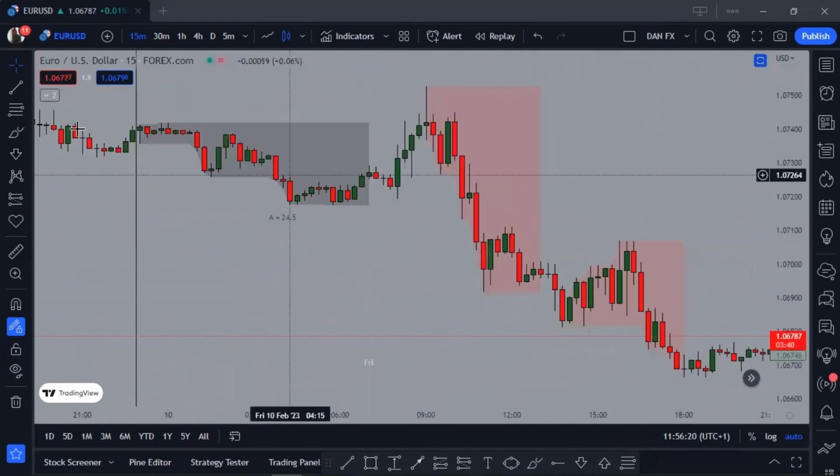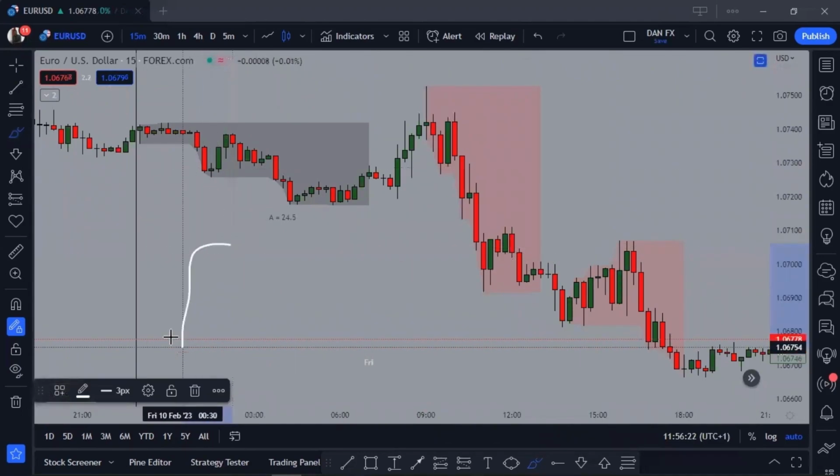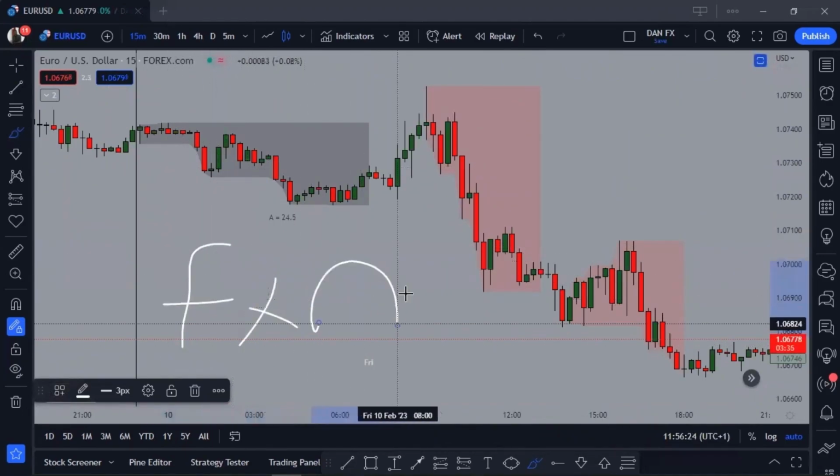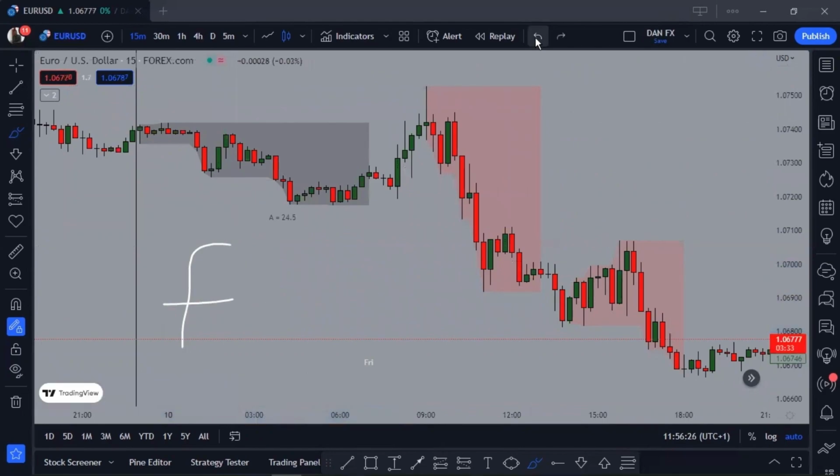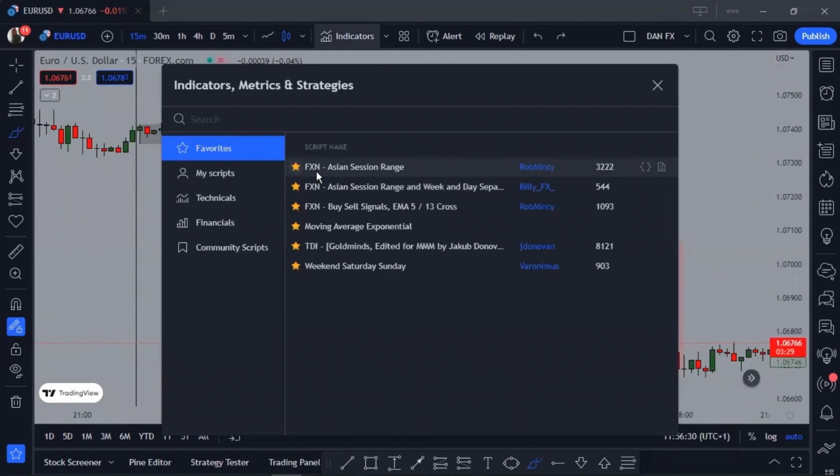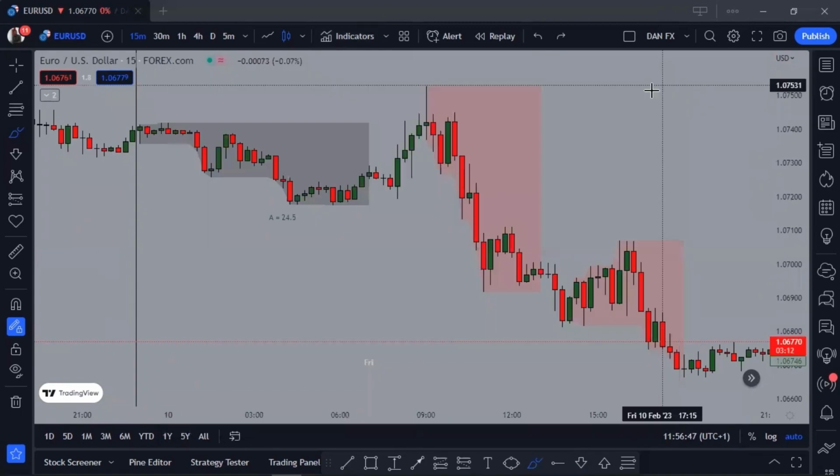Now, to get this indicator, just type in FXN on the indicator tab, or let me just show you. Yeah, so this is it. FXN Asian Session Range by Rob Minty, or you can use the second one, FXN Asian Session Range and Week and Day Separator by Billy FX. They are basically the same thing. I don't know why it has different creators, but it's the same thing. So you can choose any one you want, right?